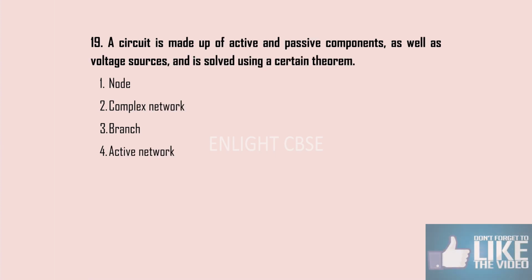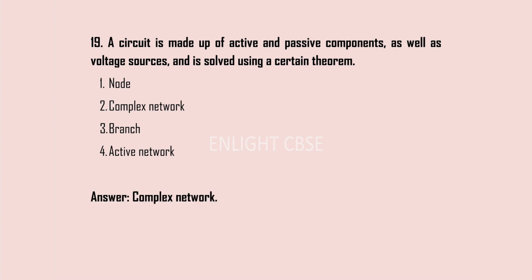Question 19. A circuit is made up of active and passive components, as well as voltage sources, and is solved using a certain theorem. 1. Node, 2. Complex network, 3. Branch, 4. Active network. Answer: Complex network.